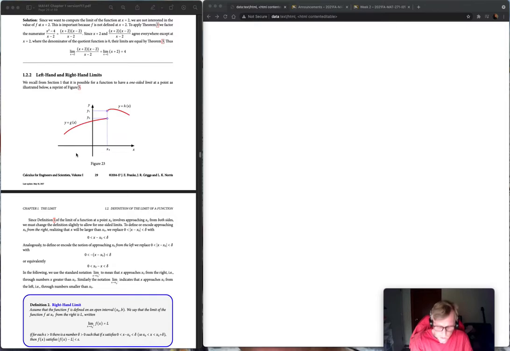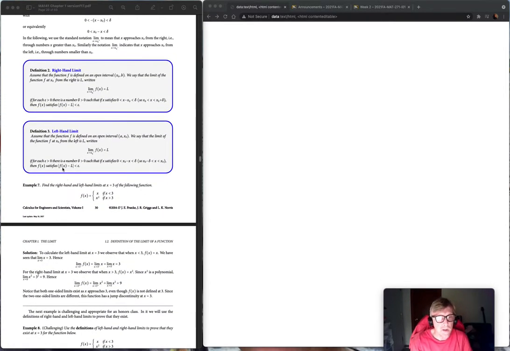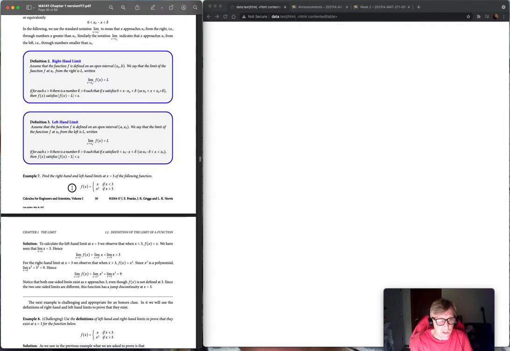I'm going to try to do this tool without screwing this up. You guys are doing a good job being patient with me, but here's an idea of left and right-handed limits using epsilons and deltas, and there's an example here.